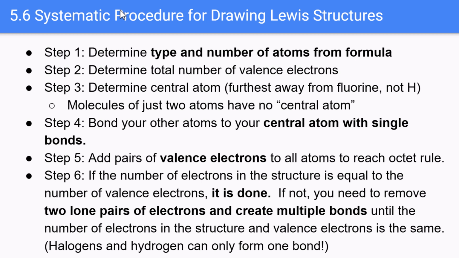Step 4. Bond your other atoms to your central atom with single bonds. So figure out what your central atom is and bond everything. Take one line and put it in between each atom that you're going to surround the central atom with, and draw a line in between those atoms and your central atom. The next step, step 5, is to add pairs of valence electrons, or lone electrons or non-bonded electrons, depending upon your nomenclature, to all atoms to reach the octet rule.